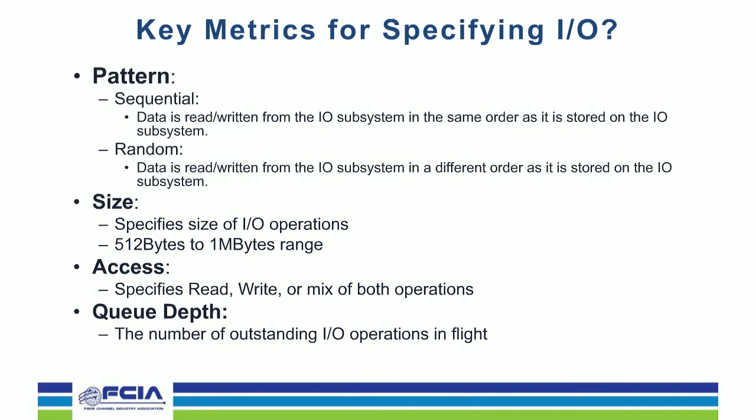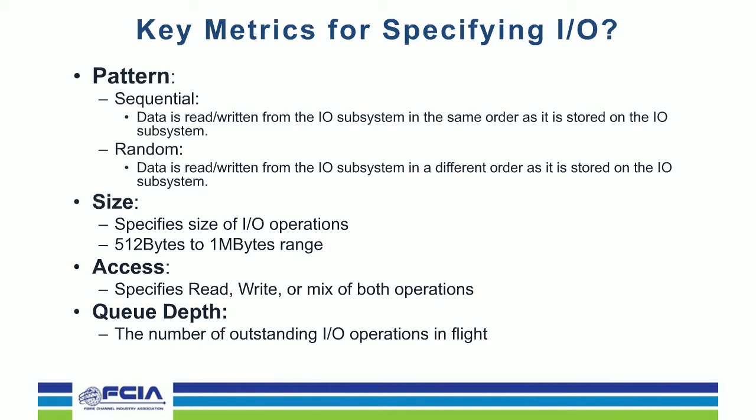IOs can be of different access patterns. It could be reads, it could be writes, it could be a mix, and then different types of workloads. For example, transactional or OLTP workloads could have more reads versus writes, while others like backup and restore could have different access patterns.